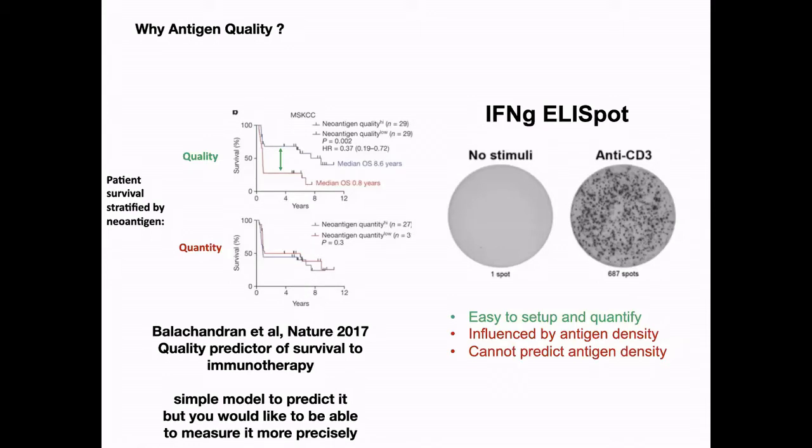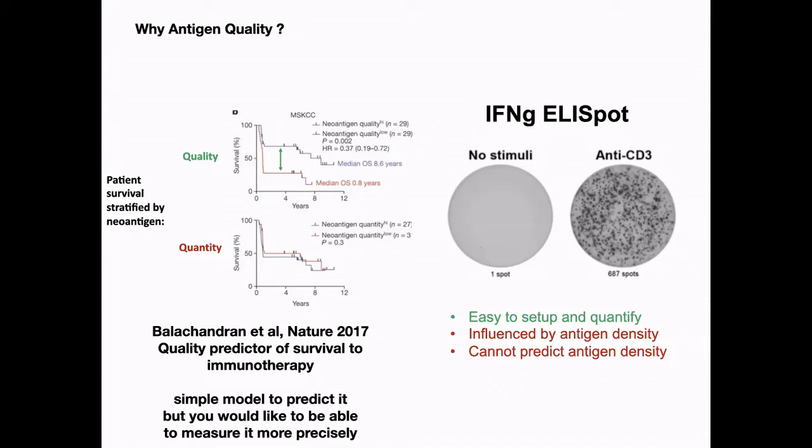But so far, there's no real way to measure it in a very precise way. You only have some qualitative ways to measure antigen quality, like this ELISpot system that I show you on the right. That is a very digital way to tell whether an antigen is good or bad. And so the goal of the system is to be able to get a much more refined measure of antigen quality.